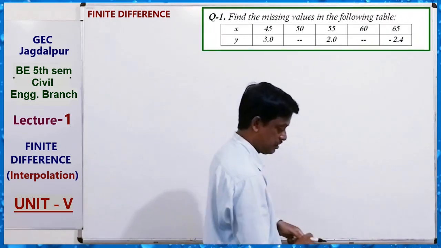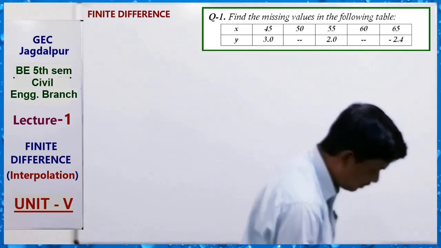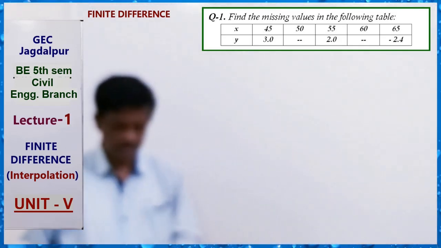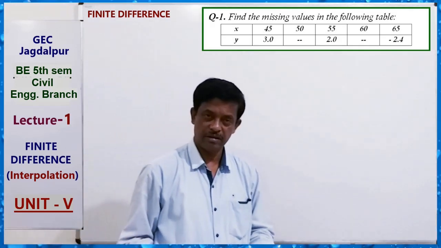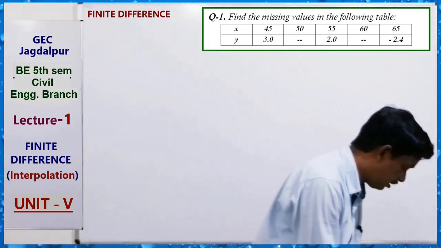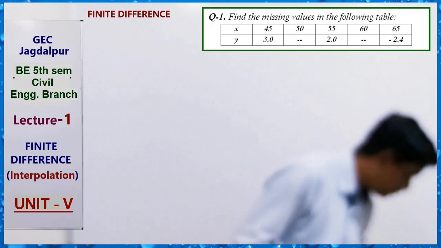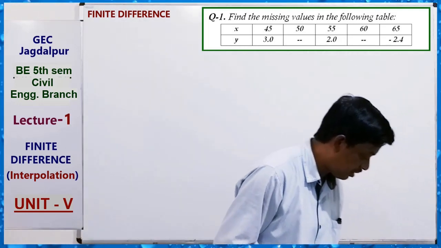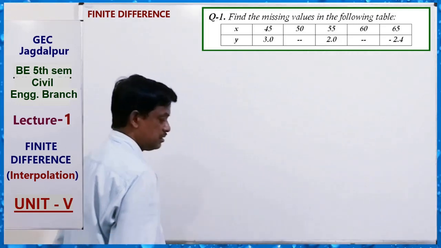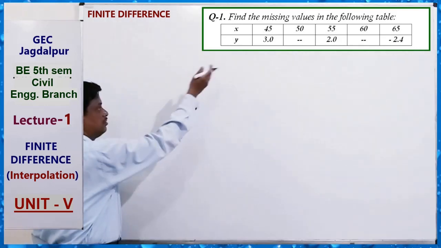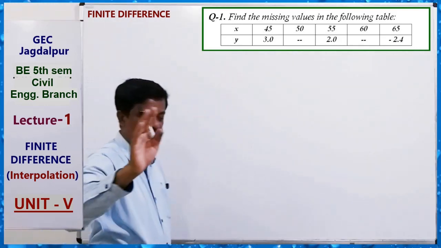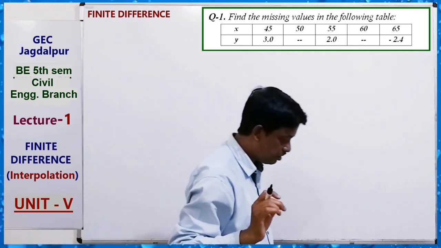Okay, so take a question. Find the missing values in the following table. The values of x are 45, 50, 55, 60, 65. So we are making a table for this question. We have to find the missing values. How many missing values are there?